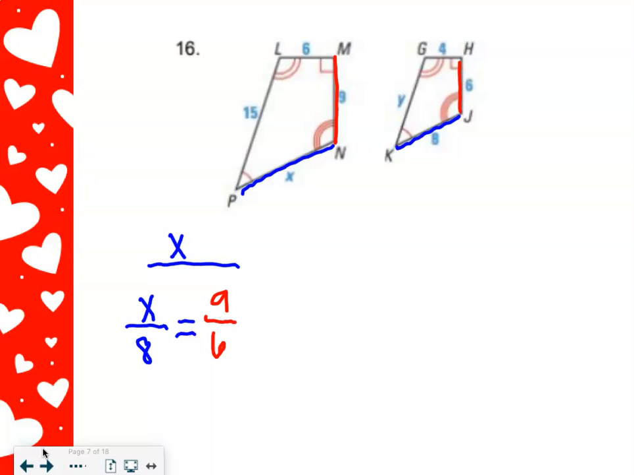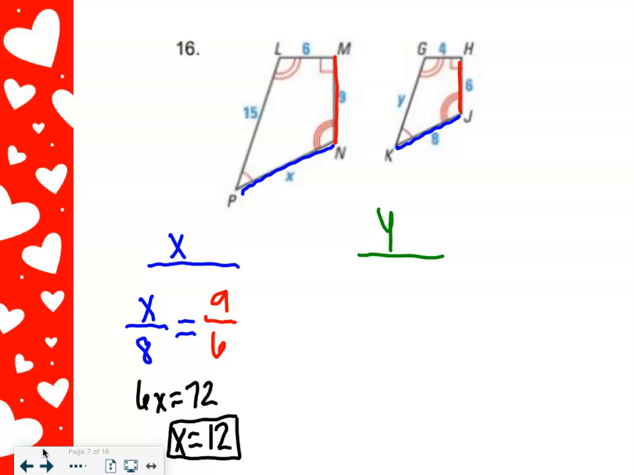And now again, we do what we like to do. We do our little cross multiply. We are going to have 6x equal to 72. And then we're going to divide out, and we're going to get x is equal to 12. Easy peasy, done.